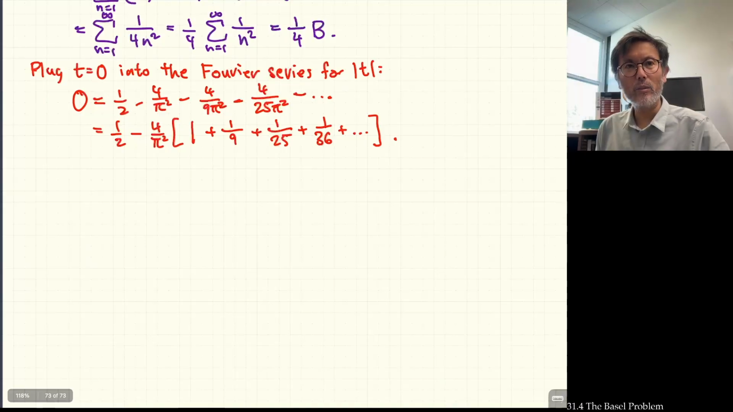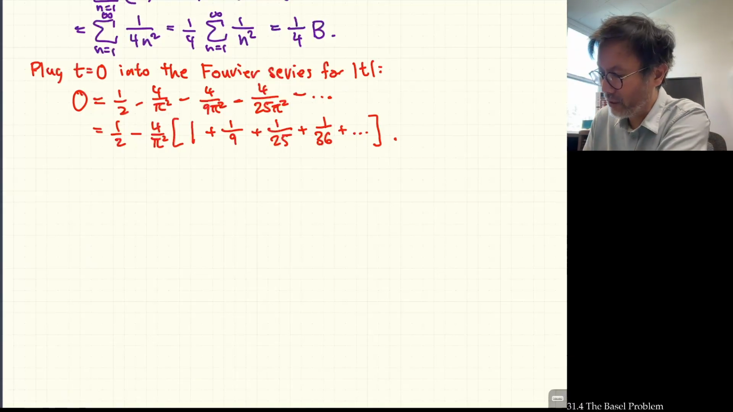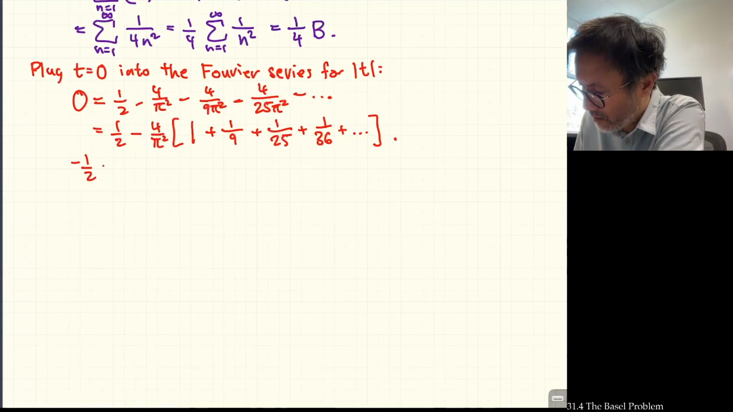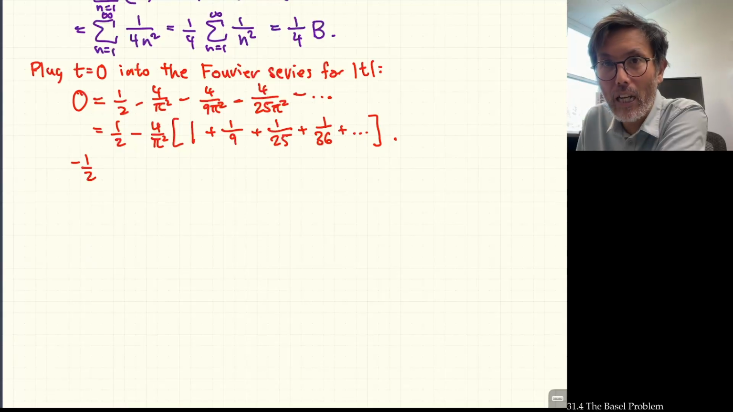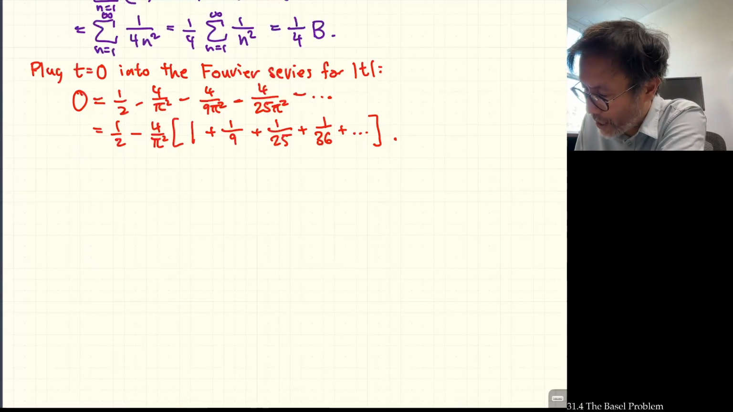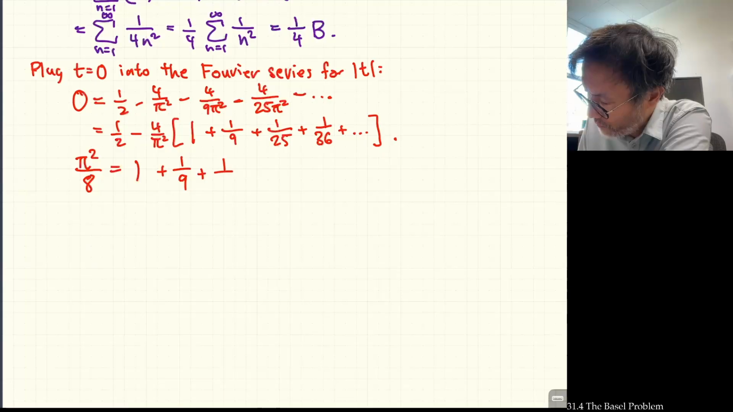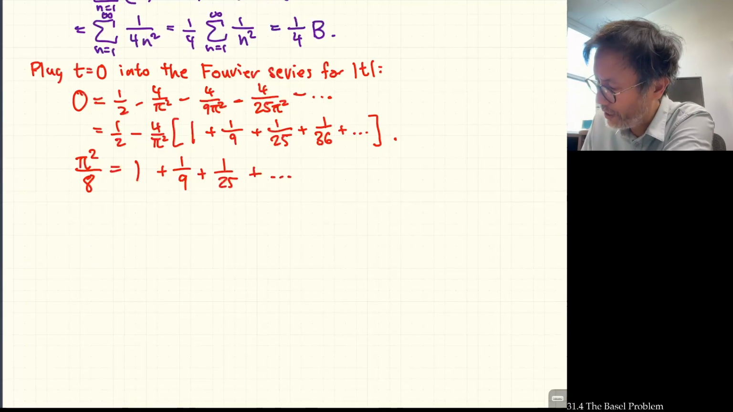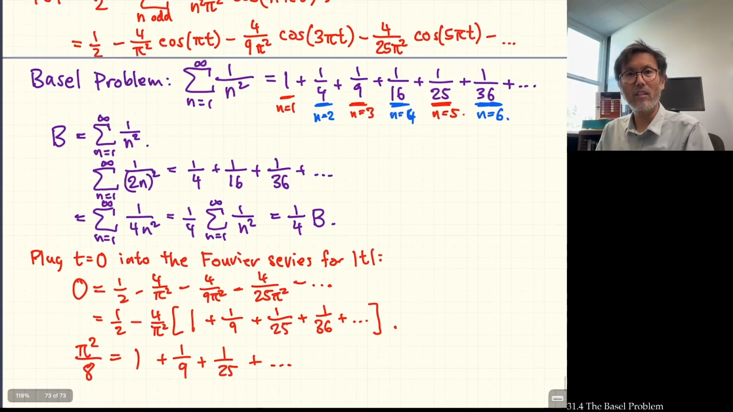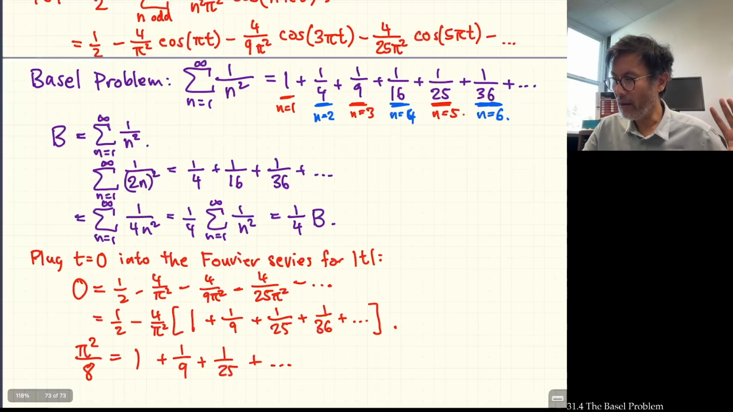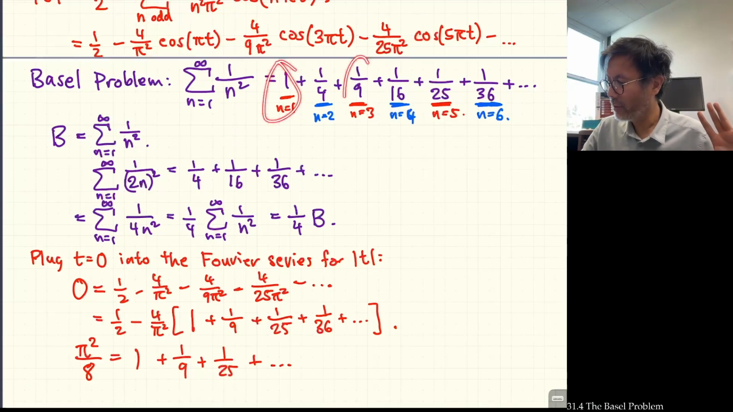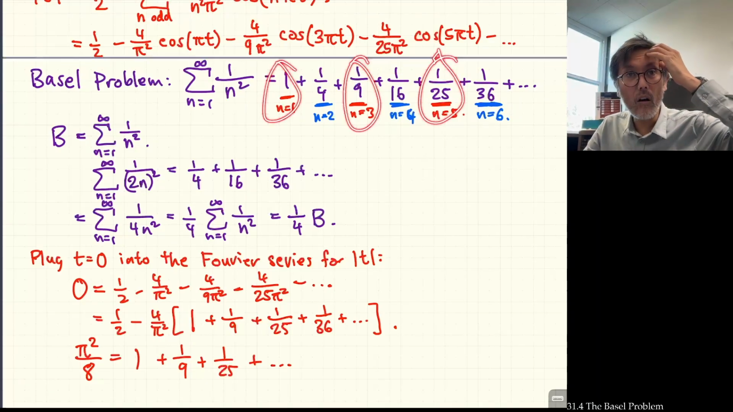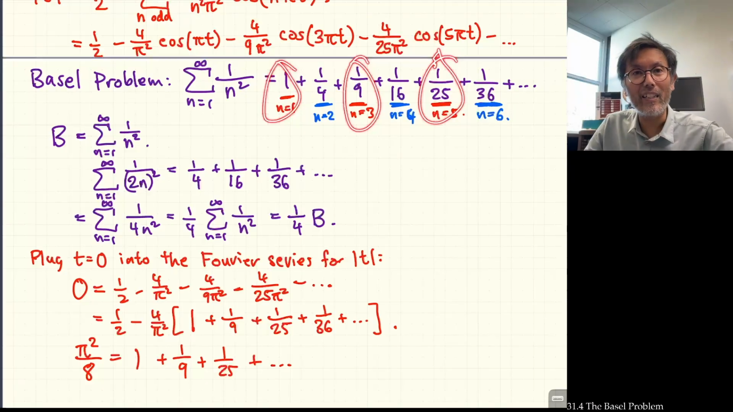Now what am I going to do? Now I'm going to subtract 1/2 from both sides of this equation. And then I'm going to multiply both sides by negative pi squared over 4. So I get that pi squared over 8 is equal to 1 plus 1/9 plus 1/25 plus all the way out. In other words, these red guys here all add up to pi squared over 8.